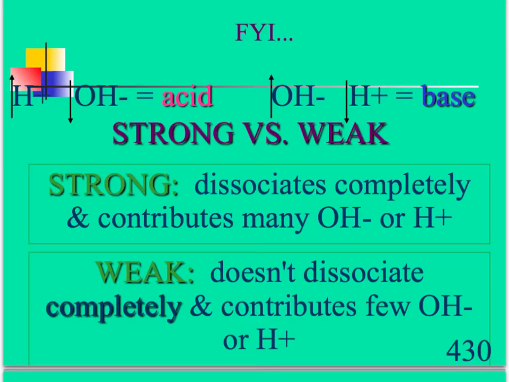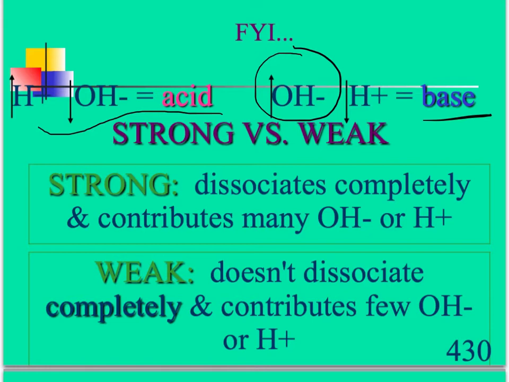Alright, so in general, when we're looking at a solution, if there's a high concentration of hydrogen ions, then it's considered to be an acid. So an acid would have a relatively low hydroxide concentration. Conversely, if we look at a base, it should have a relatively high OH- concentration and a low hydrogen ion concentration. So that's how you determine whether it's an acid or a base.